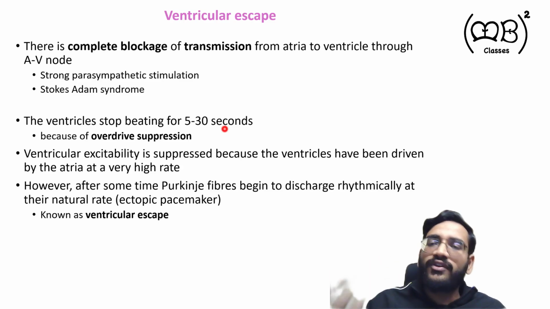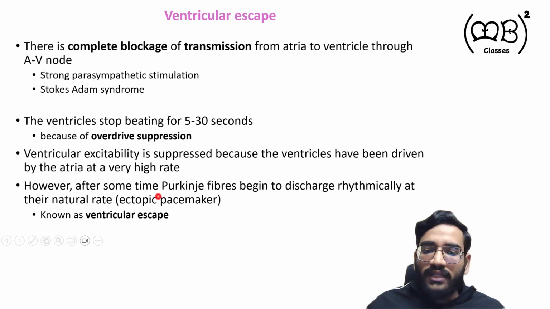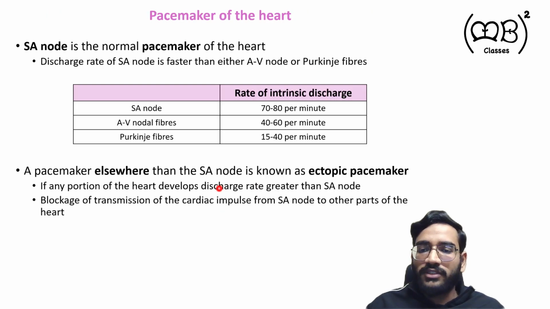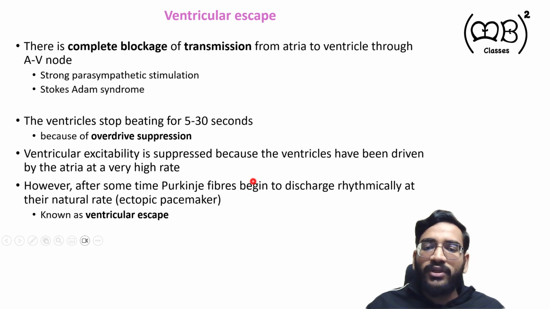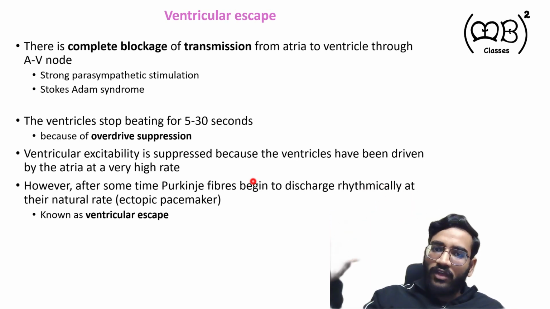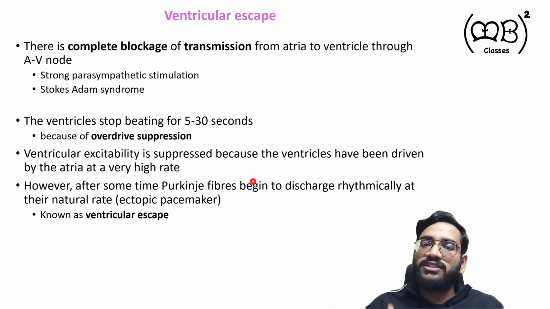And after 5 to 30 seconds, the intrinsic activity of the Purkinje fibers will begin. What is the Purkinje rate? Purkinje fibers will fire at the rate of 15 to 40 per minute. So even though no impulses are coming from the SA node or the AV node, the Purkinje fibers still have an intrinsic ability to fire at a rate of 15 to 40.